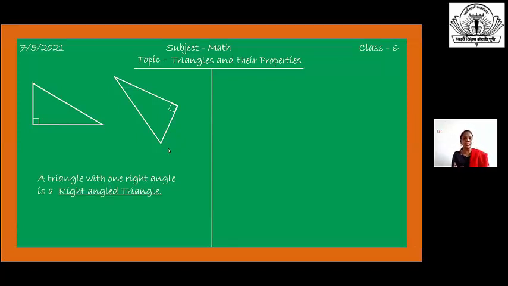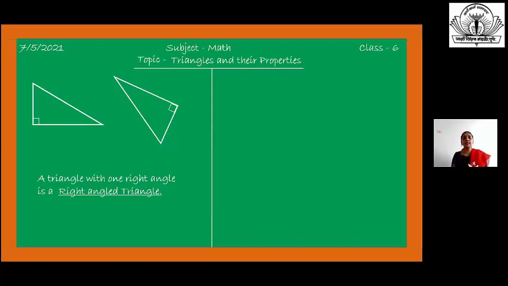Here it is not necessary that all the three angles should be right angles. It is not possible. In a triangle, only one angle can be 90 degrees. Even if one angle in a triangle is 90 degrees, that means it has one right angle in it, that type of triangle is called a right angled triangle.